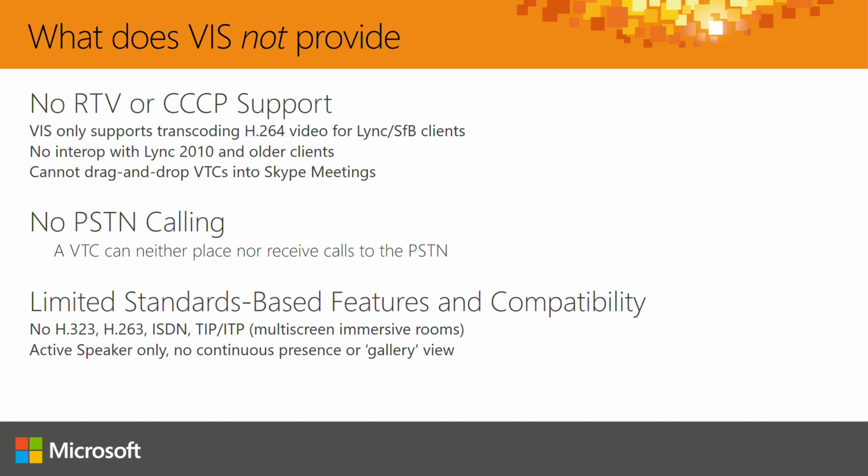It literally does H.264 AVC to H.264 SVC codec transcoding. It does not support RTV. It needs to deliver you the message. If I have legacy clients like Lync 2010 or OCS, they can't talk to Cisco VTC. We won't transcode. And it's very interesting that CCCP, our conferencing protocol, is not supported.